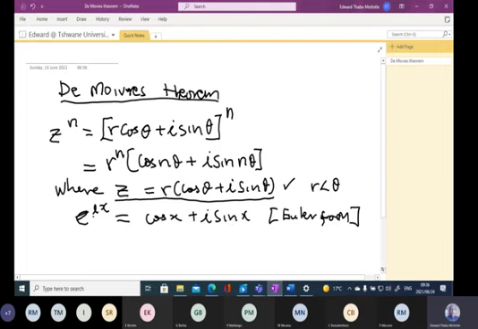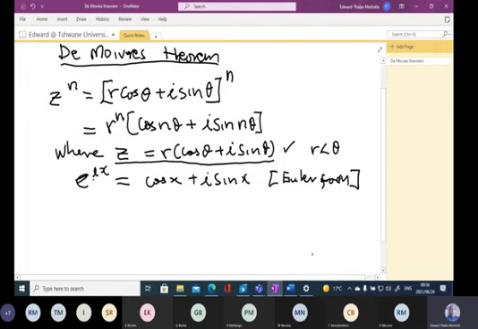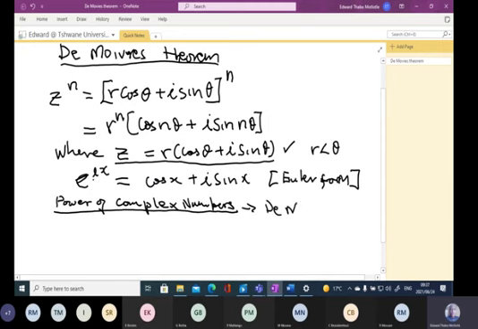Okay, now let's discuss the powers. Now we have everything that we need to discuss the power of complex numbers. Like I said, we'll use De Moivre's theorem. Now I'll use an example to elaborate this one.